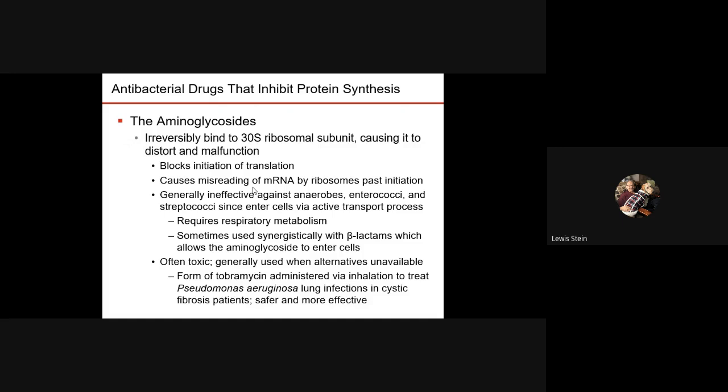They work extraordinarily well. You see the limitations. They don't work so well against anaerobes or enterococci, which we may not get to today. We'll talk about streptococci. Enterococci are a cousin, so it's not something you give somebody for a strep throat. It requires respiratory metabolism, so this is basically for organisms that are aerobic.